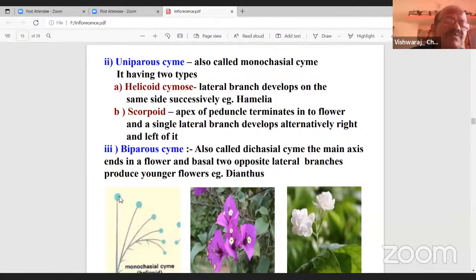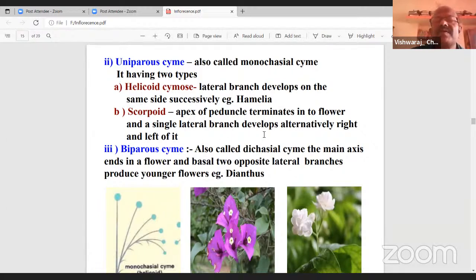One flower is produced on a pedicel. It produces one lateral branch. These flowers again produce one lateral branch, and these lateral branches again produce one lateral branch each. That is helicoid, one after another after another. That is a helicoid. The other type is scorpioid.